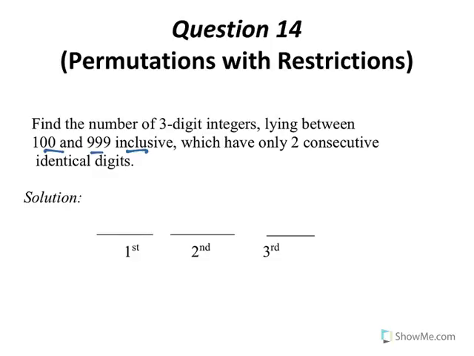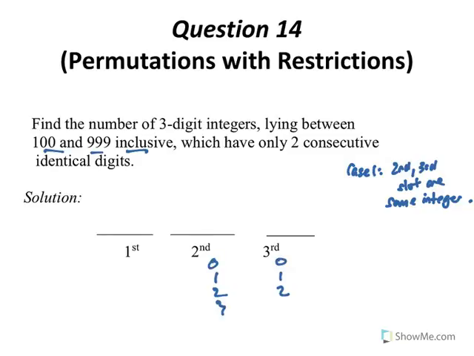So what we can do again is consider cases. Case 1 is that your second and third slots are the same integer. Meaning we can have something like 0, 0, 1, 1, 2, 2, 3, 3, 4, 4, 5, 5, 6, 6, 7, 7, 8, 8, 9, 9. Total, how many possibilities?